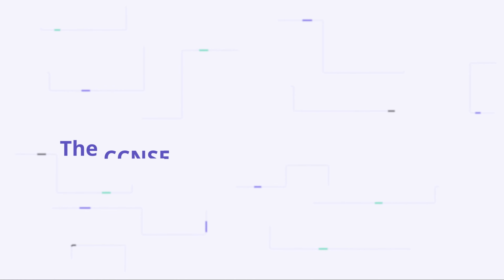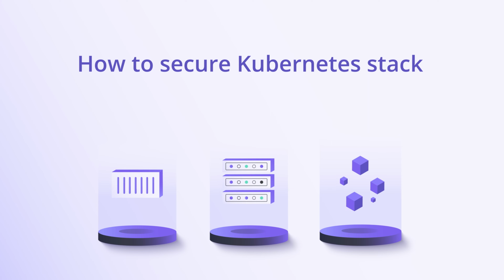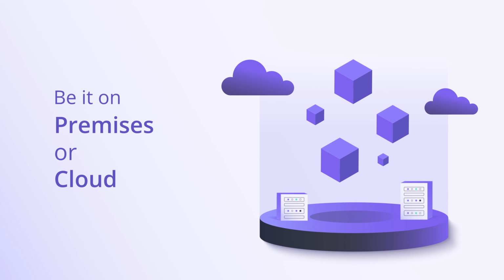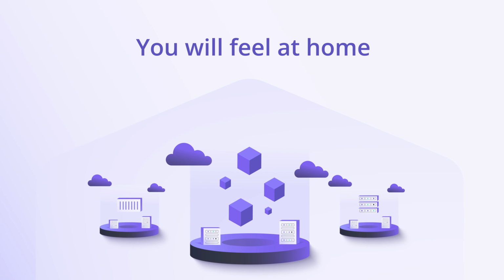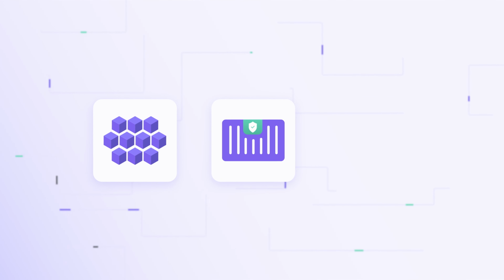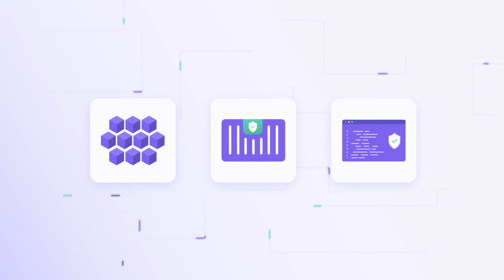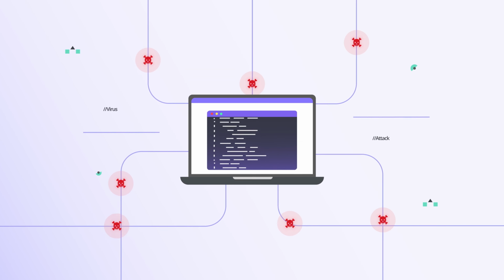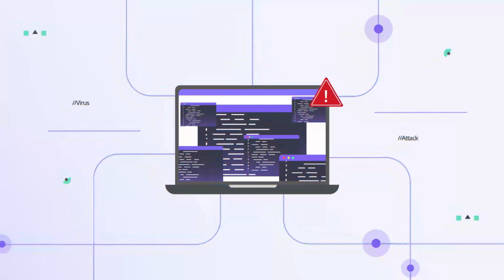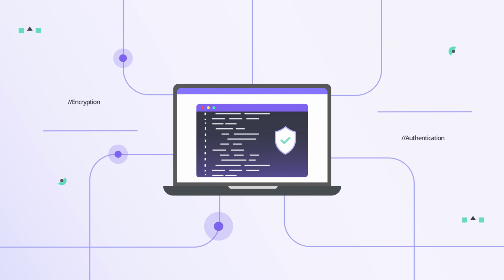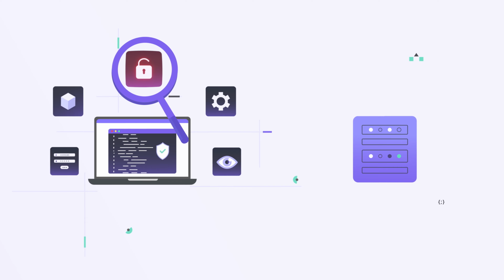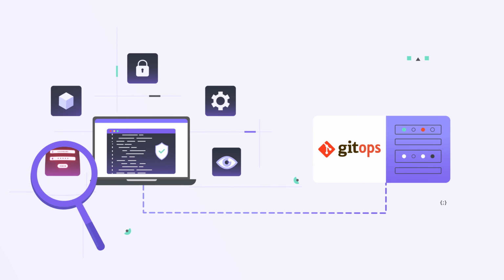The CCNSE is a vendor-neutral course that teaches you how to secure Kubernetes stack in any environment. Be it on-prem or cloud, you will feel at home. You will begin the course by learning the basics of microservices, container security, and Kubernetes security. Then you will learn how to attack a Kubernetes cluster to assess its security. After you've compromised the system, you will learn how to fix the issues using Kubernetes security primitives. Finally, you will learn how to identify and mitigate vulnerabilities automatically using GitOps.